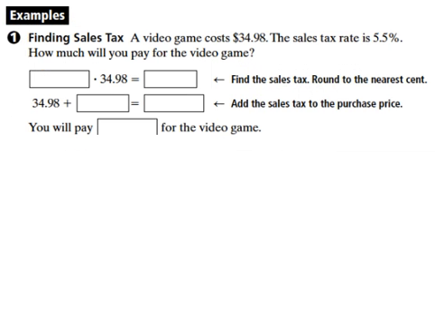Example number 1, finding sales tax. A video game costs $34.98. The sales tax rate is 5.5%. How much will you pay for the video game? The first thing we have to do is actually find the sales tax. So we're going to find 5.5% of $34.98. We can simply change 5.5 into the decimal of 0.055 and multiply it times $34.98.